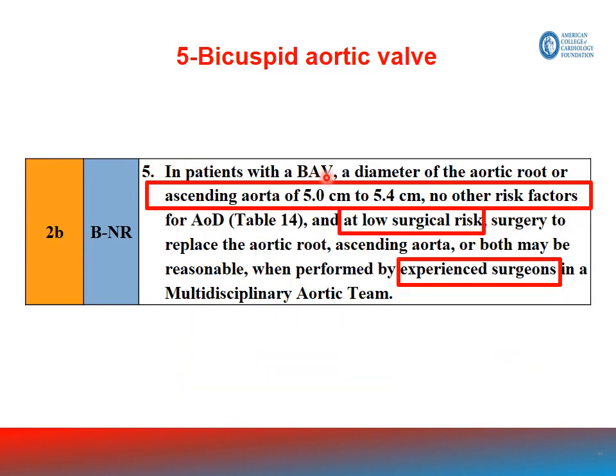In patients with bicuspid aortic valve and aortic root or ascending aorta between 5 and 5.4 cm without risk factor for aortic dissection, and the patient has low surgical risk, and the surgery will be done by an experienced surgeon, surgery to replace the aortic root and ascending aorta may be considered.